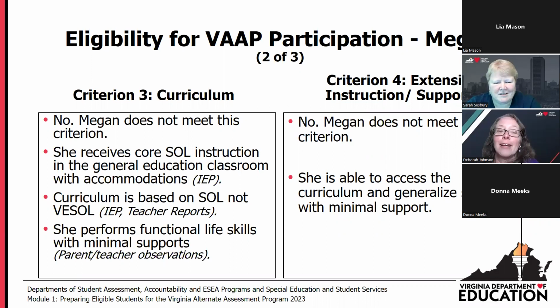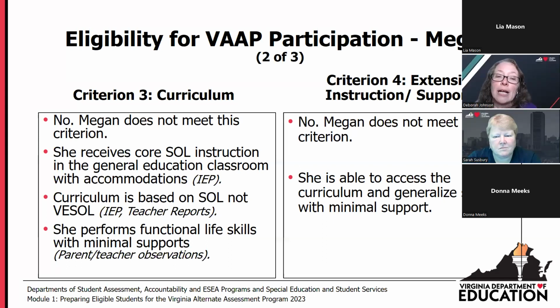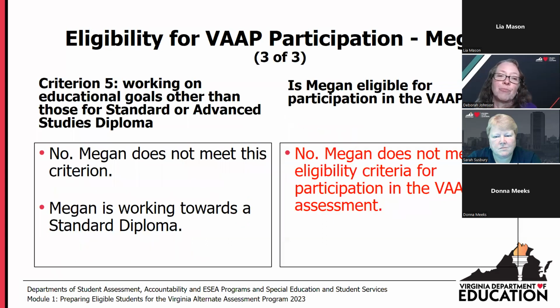Sure. For criterion 4, Megan really does not meet this criterion. She is able to access the curriculum and generalized skills with minimum support. So if we look at criterion 5, Megan would not meet this particular criterion either, because she is working towards the standard diploma. I know she's a 5th grader and that's not often talked about at that age, but she's in the general curriculum and she's pretty much working towards that at this point.